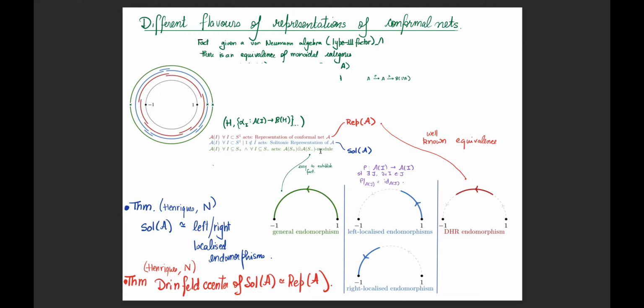Now, the key thing that was previously not very well known was that you can have a similar equivalence between what are called solitonic representations of conformal nets and left and right localized endomorphisms. They are slightly weaker than DHR endomorphisms, but you can prove a similar theorem. Solitonic representations are where you have actions of all algebras, except the intervals that cross the point 1. You can contain the point 1 at your boundary, but you cannot cross it.